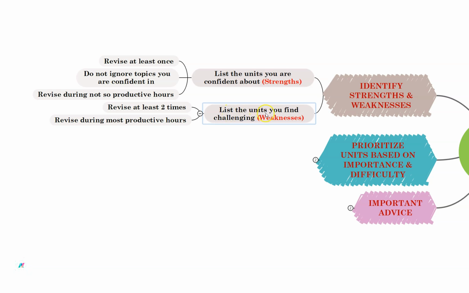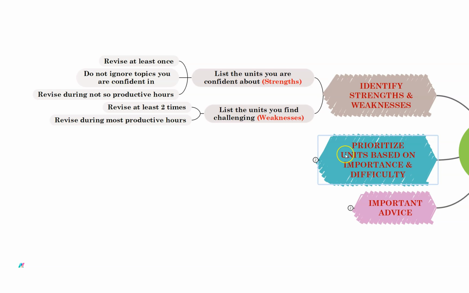Now make another list of the units which you find challenging, which you tend to forget, or where you are making the most mistakes, or things that you are not able to recollect so much. Okay, revise at least 2 times. That means the confusing parts. Revise at least 2 times, if possible 3 times, and revise during the most productive hours. Productive hours in students differ from time to time. That is why I have asked you to figure out your own productive time.